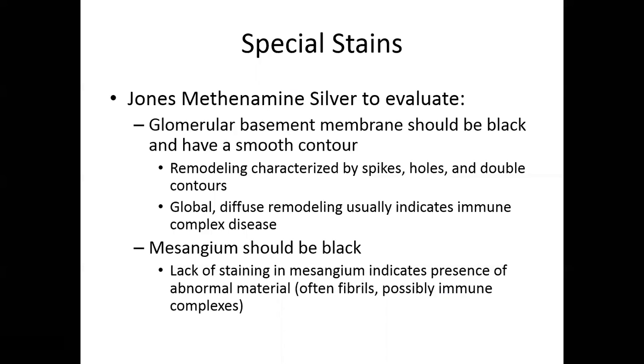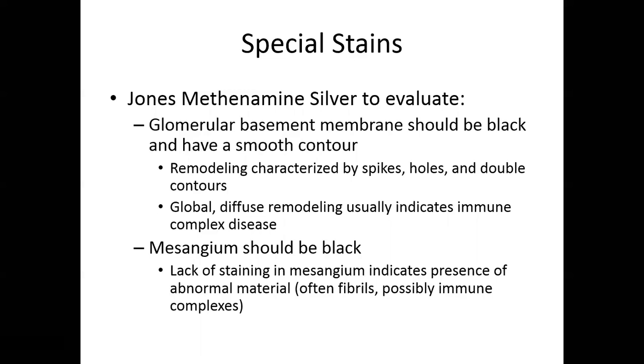Okay, so this one is a stain that's really going to show us extracellular matrix. The point of the Jones is to show us extracellular matrix. So it's going to stain the glomerular basement membrane black, and it's going to stain the mesangium black as well. Just like I said with the PAS, and just like I said with the trichrome, they should be the same color. If one is black and the other is gray, something is wrong. The glomerular basement membrane should be smooth. It should not have irregularities.